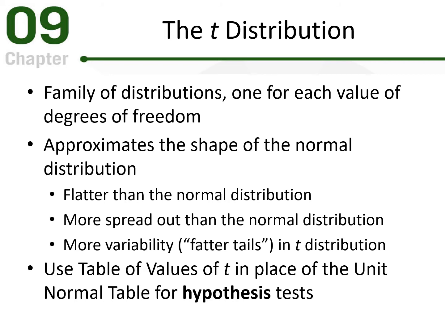For T, your critical values of the T distribution will depend on your degrees of freedom, and it will depend on if you're doing a one or two tail test and your alpha level. And the table will give you the critical values that you need to then compare to see if you reject the null or fail to reject the null.